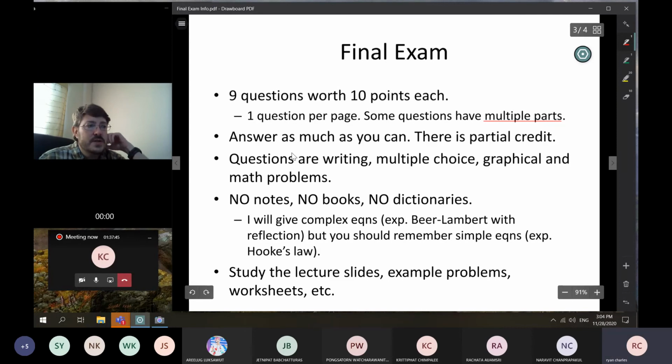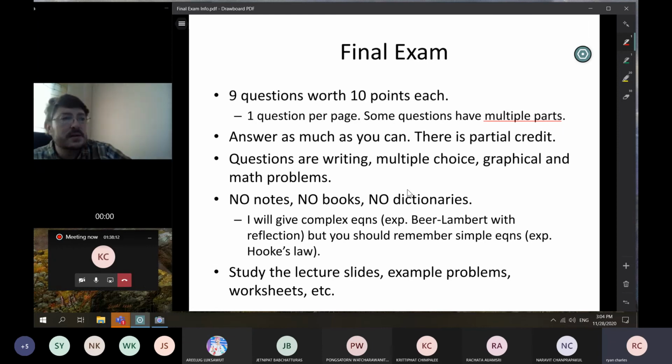The types of questions you should expect. There's some writing, not like essays, but you might have to write a few sentences or a paragraph here and there. Multiple choice, graphical and math problems, calculation problems. It's closed book. No notes, no books, no dictionaries.